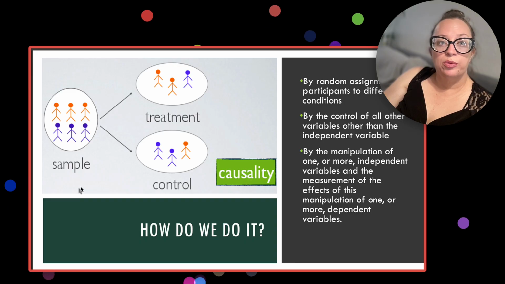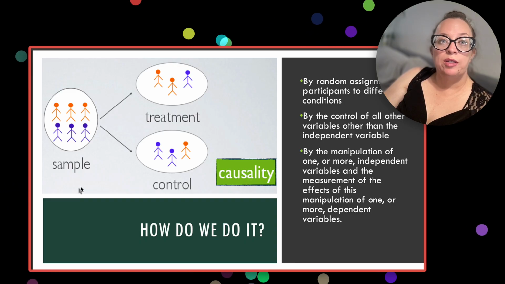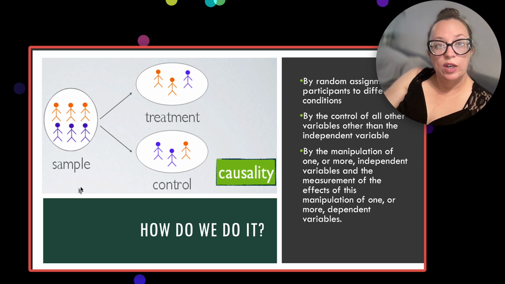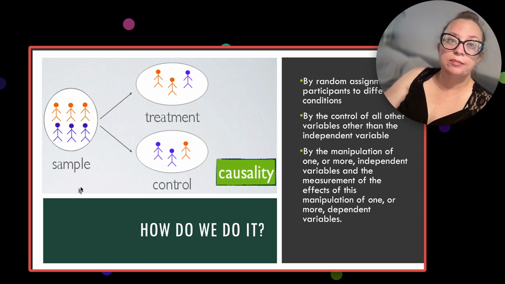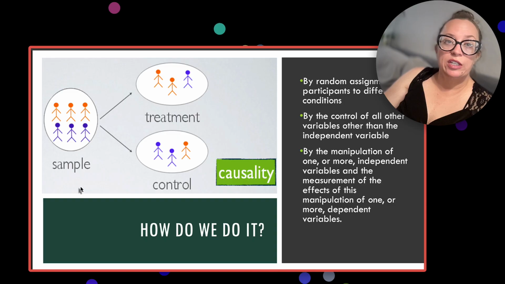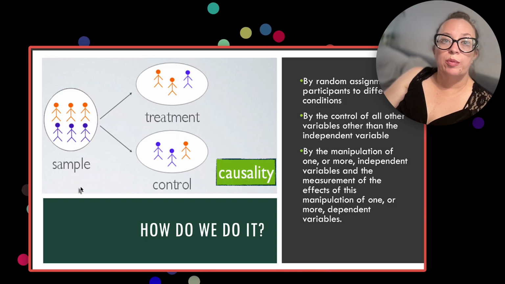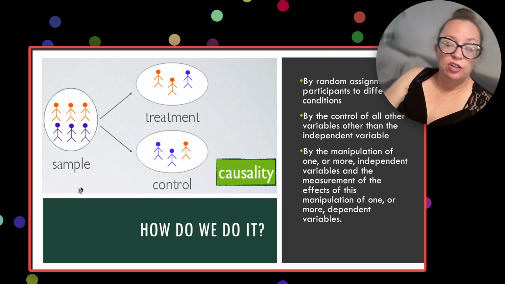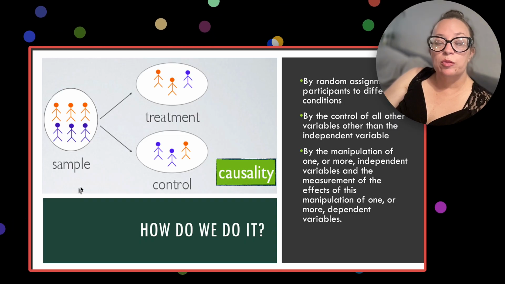Control all the other variables, use randomized assignment, and manipulate the independent variables. Measure the effect to see if there was an impact on the outcome variable. So this is how we get cause. Remember that cause is a word that's often thrown around in our day-to-day language, right? We say one thing caused another. In science, it's a little more nuanced, right?